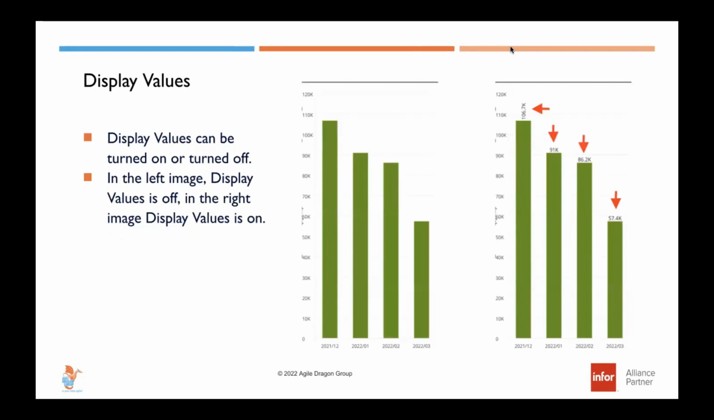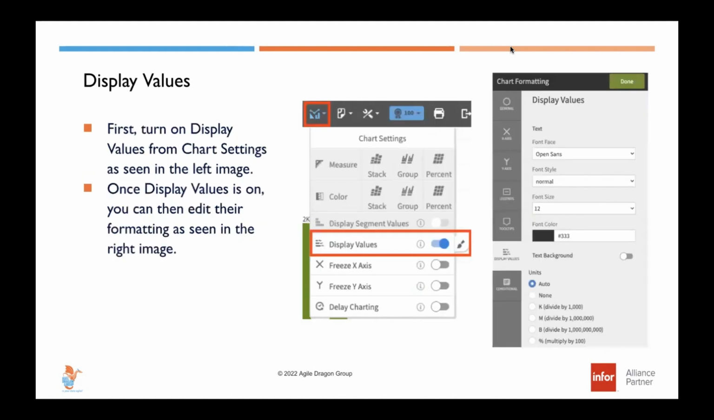Another feature of a visualization in Birst is the ability to display values. On this image, on the left, display values is turned off, and display values is turned on the right-hand side. To work with display values, it's a two-step process. First, from the chart settings on the upper ribbon, you have to turn display values on. Once display values are turned on, you can then click the paintbrush icon and then navigate to the display values section on the left. Once you do so, you can then make adjustments once again to fonts and colors, as well as how the values display.